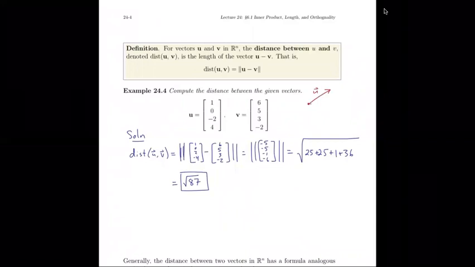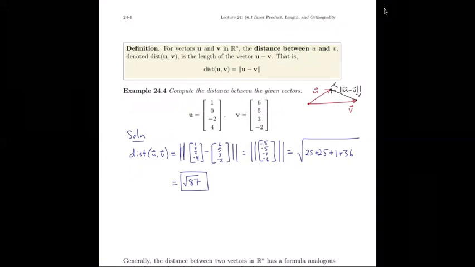If this was u and this was v, the distance between these two vectors, well, we want to know the length of this vector right here. Maybe I should put my arrow going the other way. No, I think I had it right the first time. This is the vector u minus v. But at any rate, the magnitude of it, the length from here to here, is the norm of this difference.